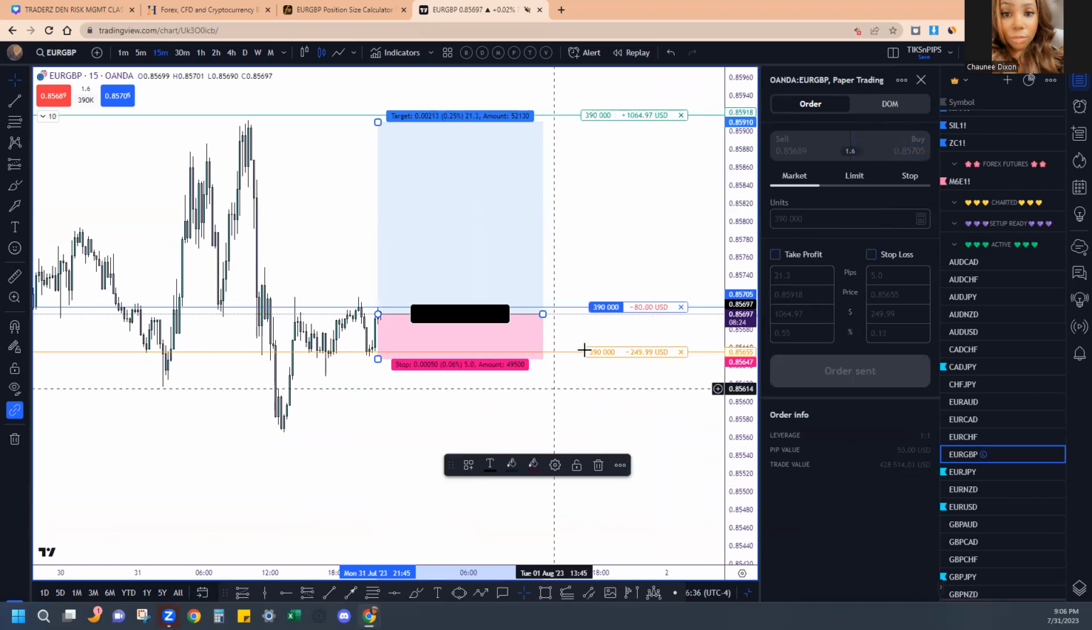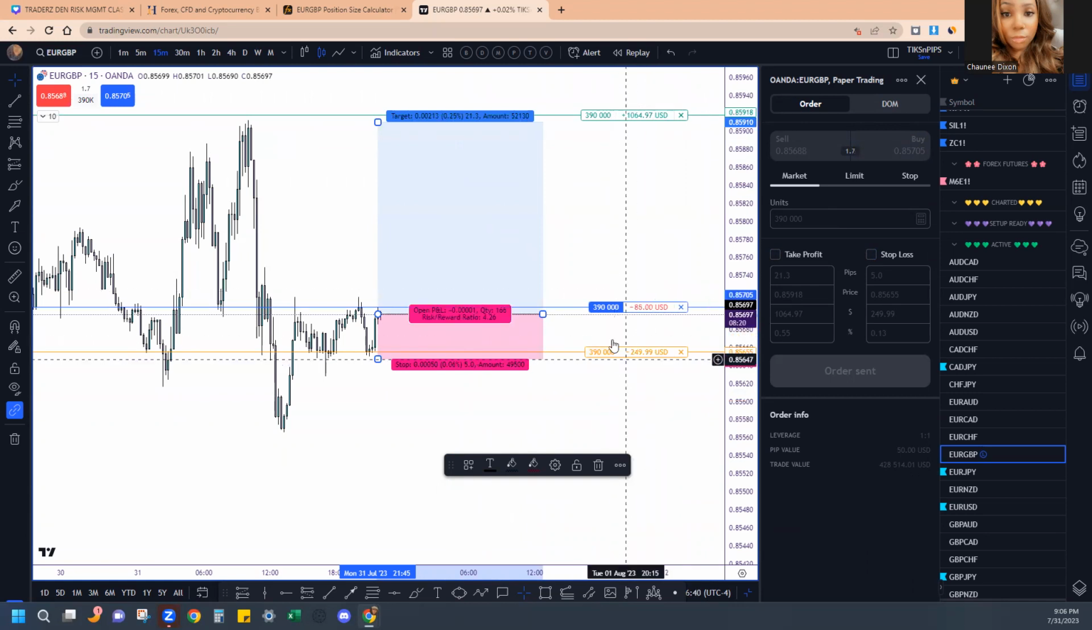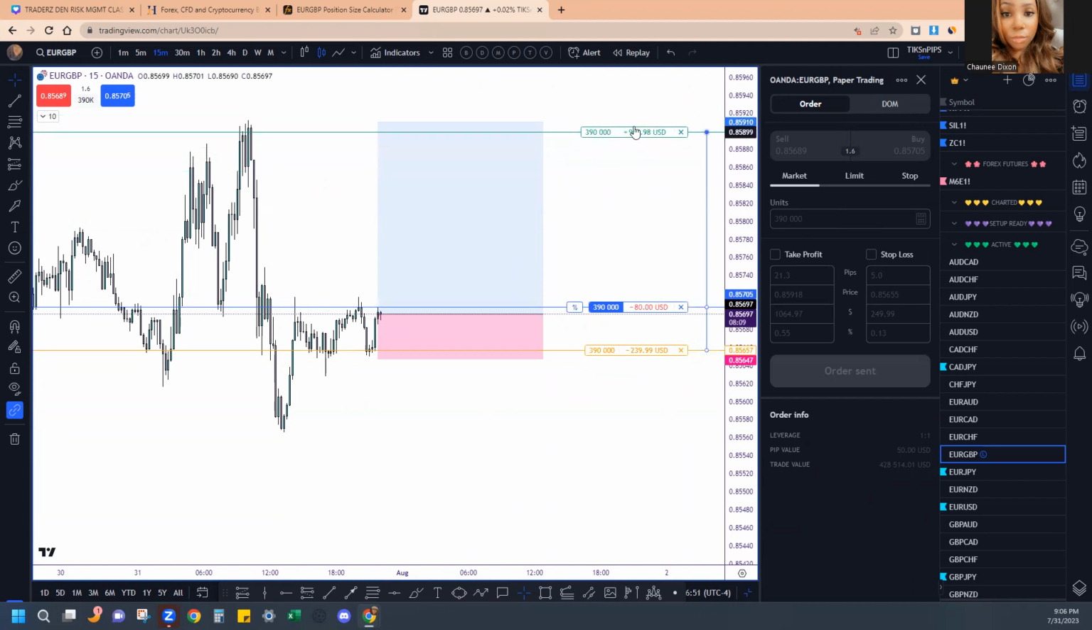Okay, and then as you can see, there's a bracket on my screen. Here's our take profit level. Here's our stop loss level. Here's our market entry. You can move your stop loss up and down, and it'll tell you how much you're risking if you move it. And you can move your take profit up and down, and it tells you how much you're going to get when it hits TP.